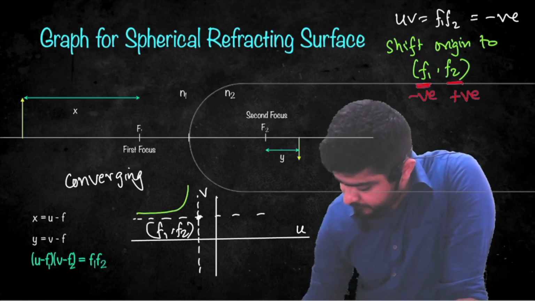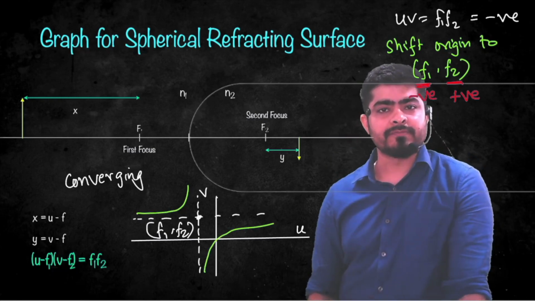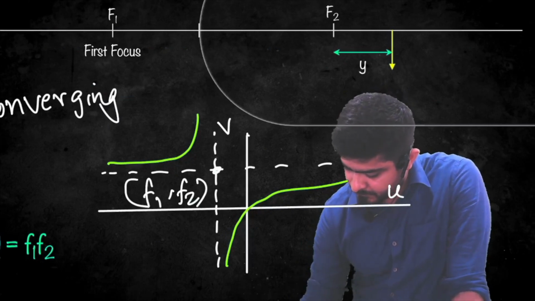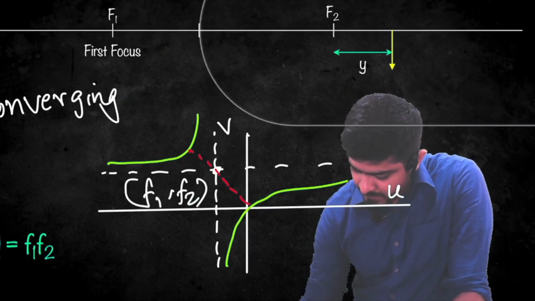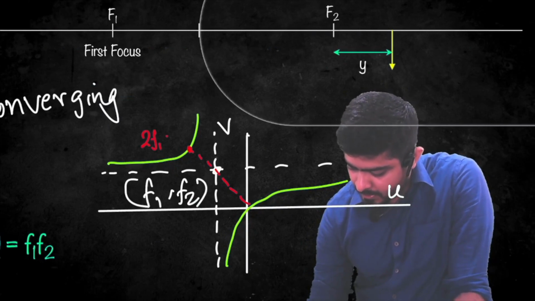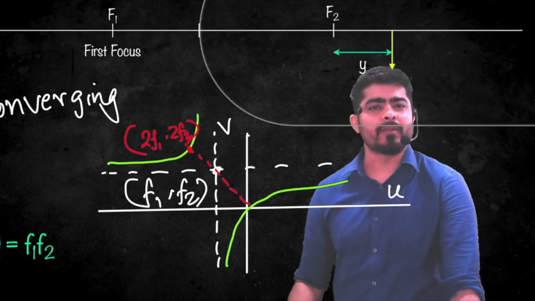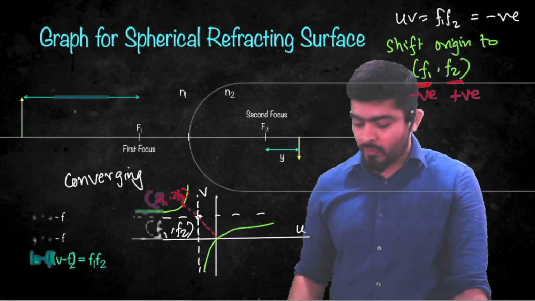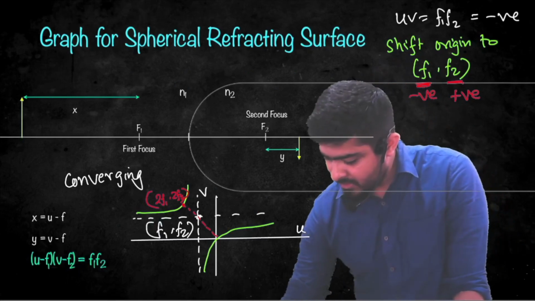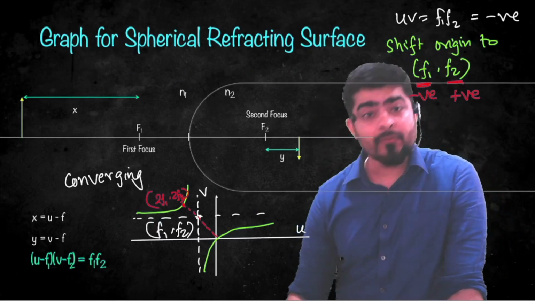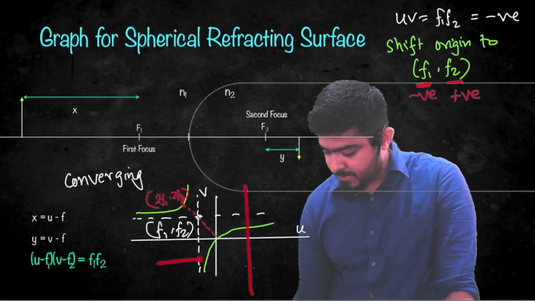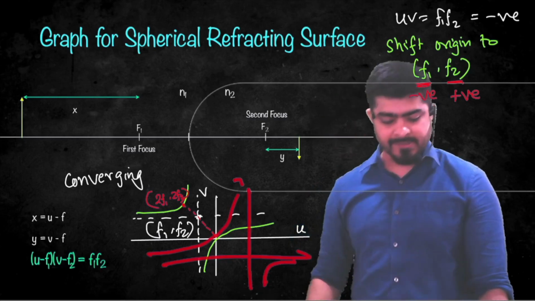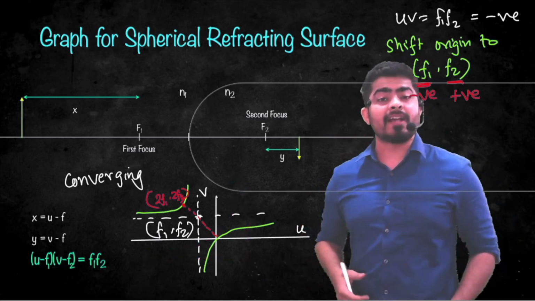So the graph will again pass through origin, and obviously when you join them together, this point will be 2 f1 comma 2 f2. Now you guessed it right, when you want to draw the graph for diverging system, then your coordinate axis needs to be shifted in the fourth quadrant. Axis will be shifted over here, and the graph would look something like this. So let's look at all these graphs together once again.